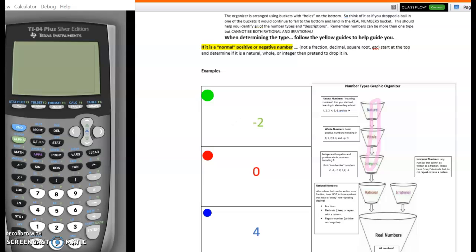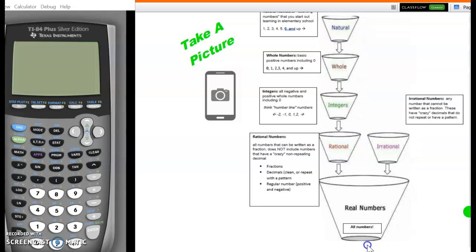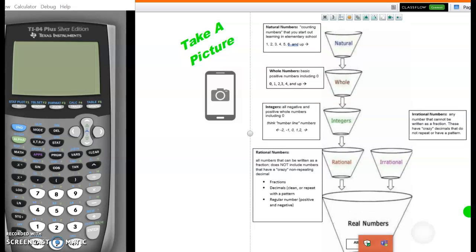All right, so let me go back and go over this organizer a little bit for you guys. You're going to think of this as buckets. If I drop this purple ball in this bucket, let's say I shoot a hoop, it's going to go down through natural, and we're pretending these buckets have holes in the bottom. It's going to drop down into whole, go into integer, rational, head here to the bottom, into the real numbers category. And I actually just lost the ball there.